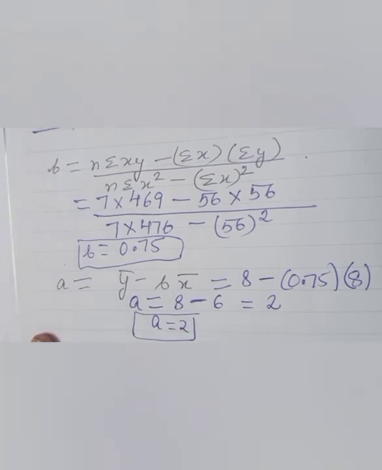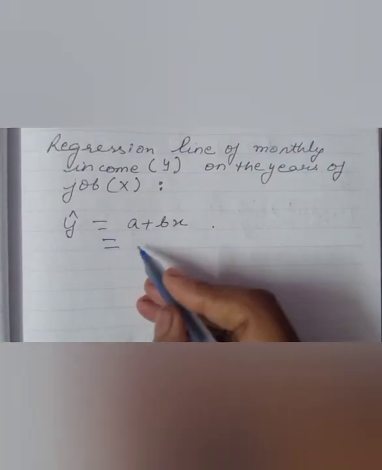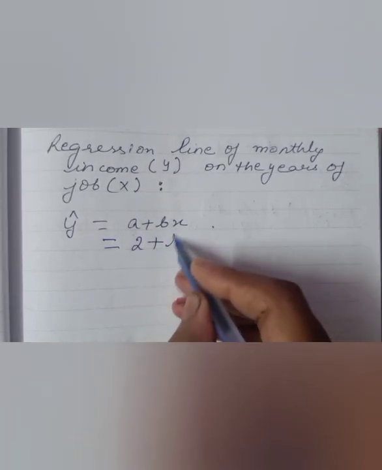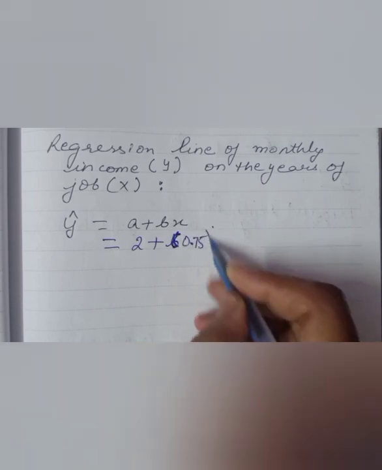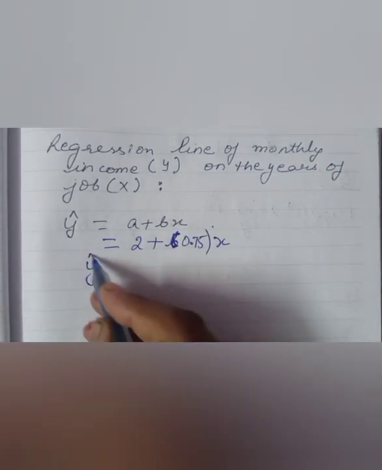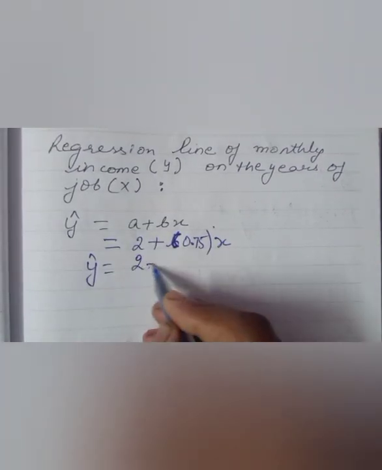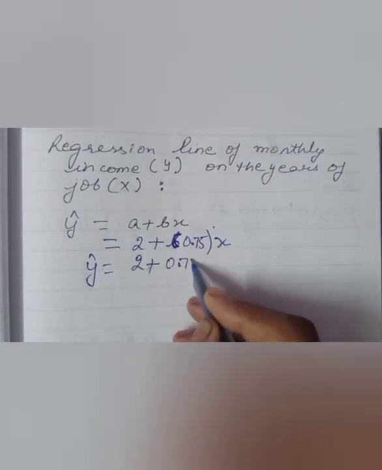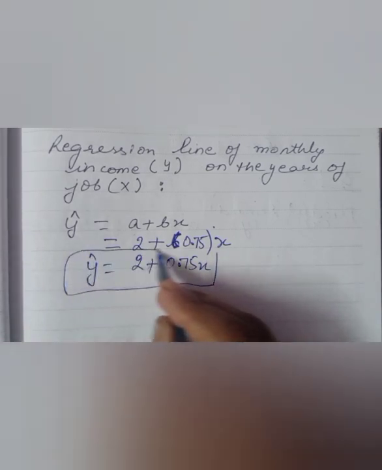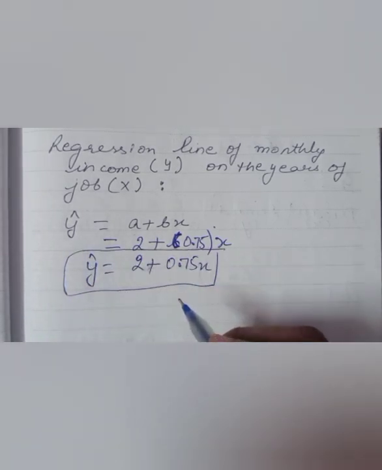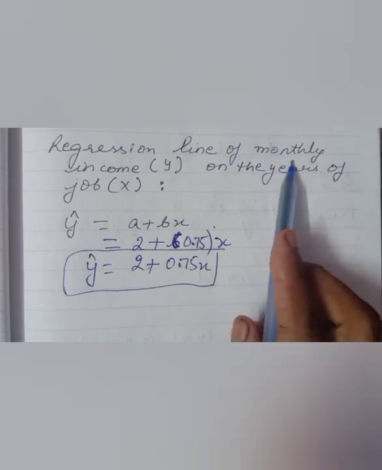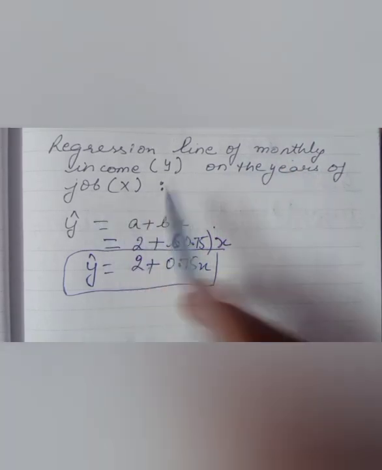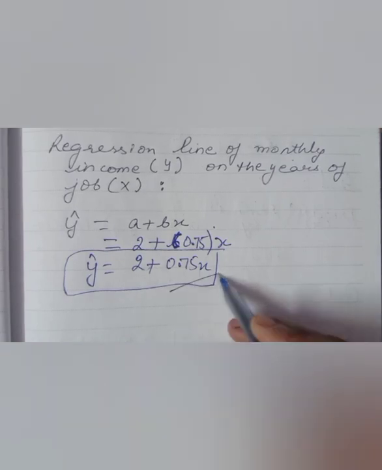Now what is the next thing? Substitute the values of A and B in the regression equation. So now when you substitute the values, A is 2 plus B is 0.75 into x. So your regression equation is 2 plus 0.75x. This is the regression equation of monthly income on the years of job. This is your final answer.